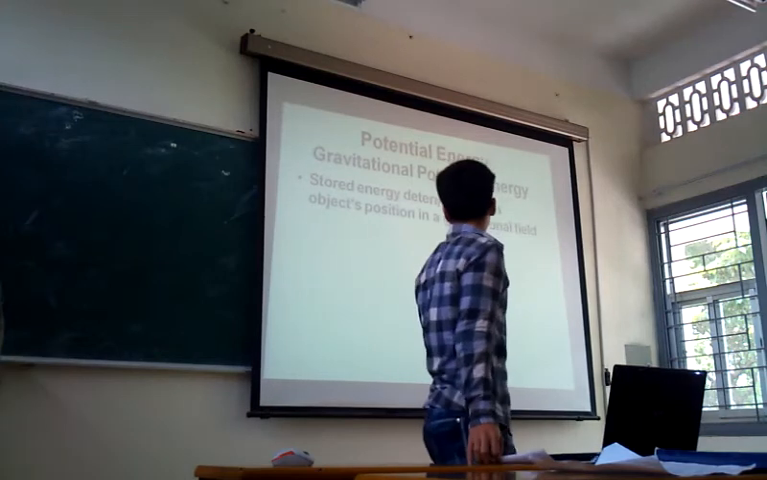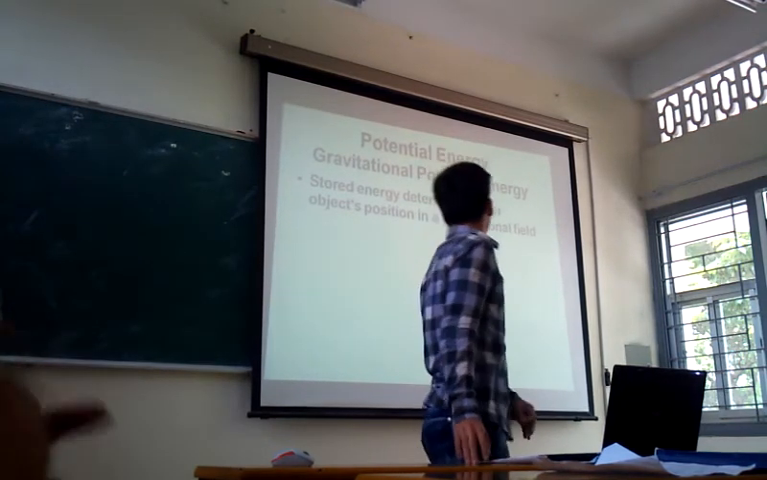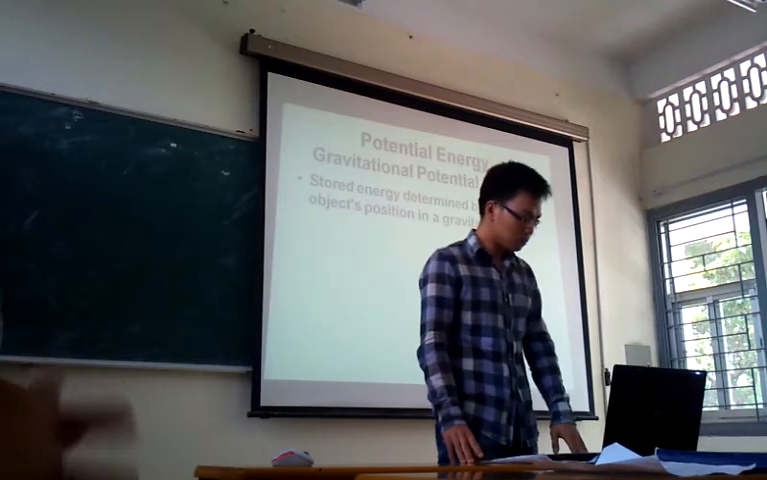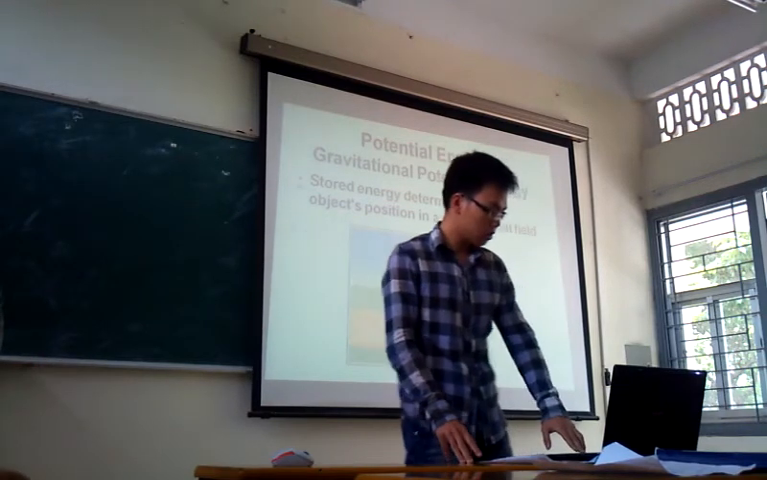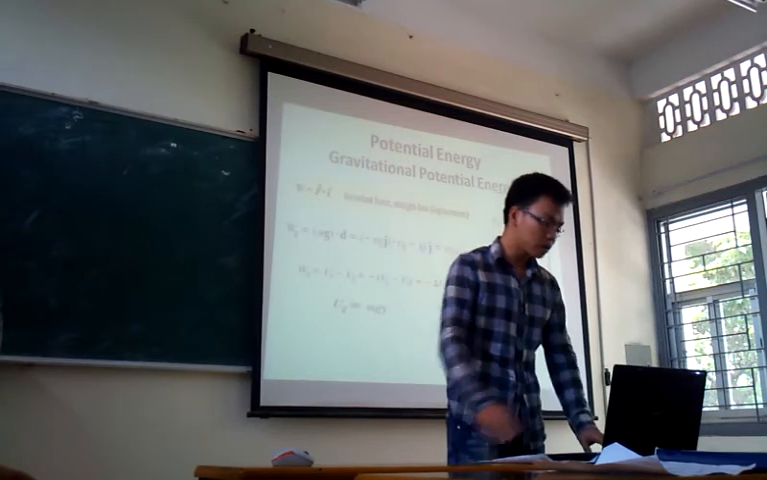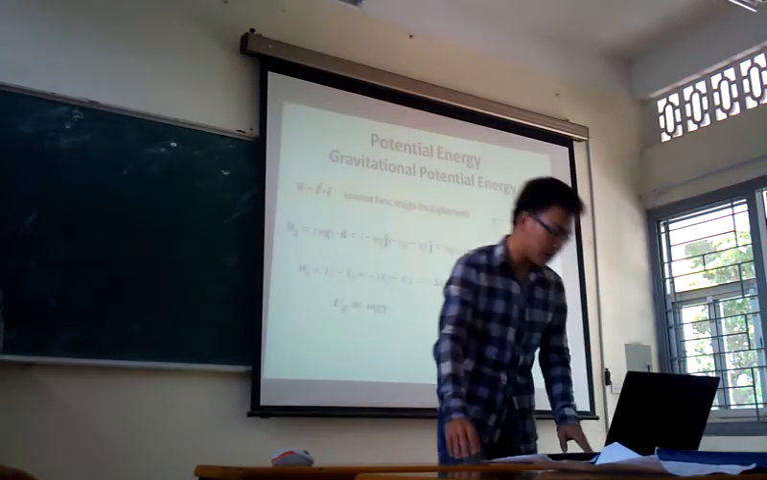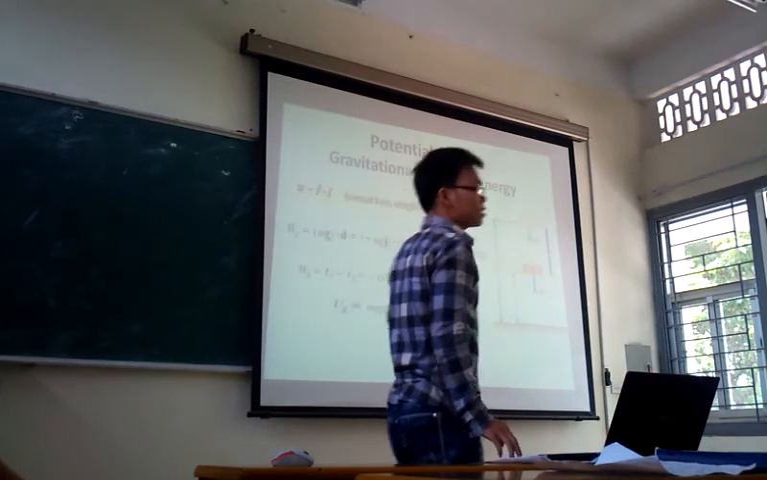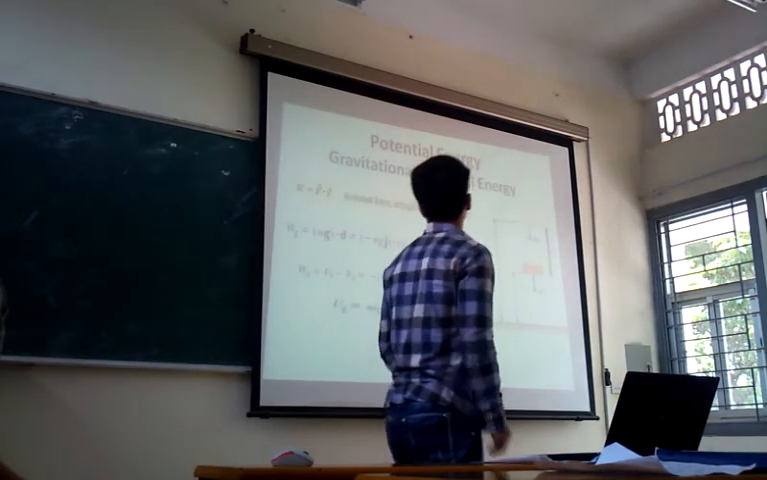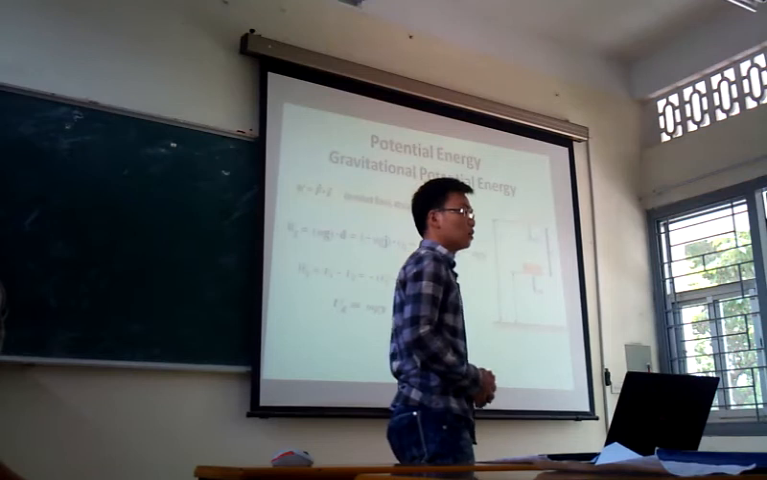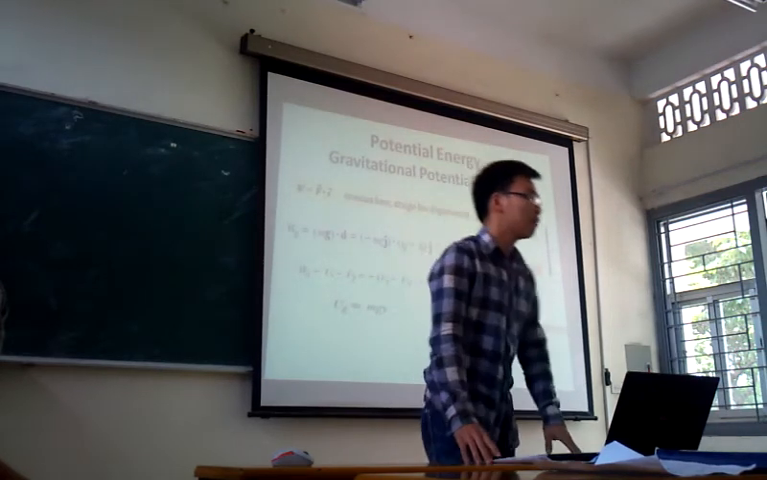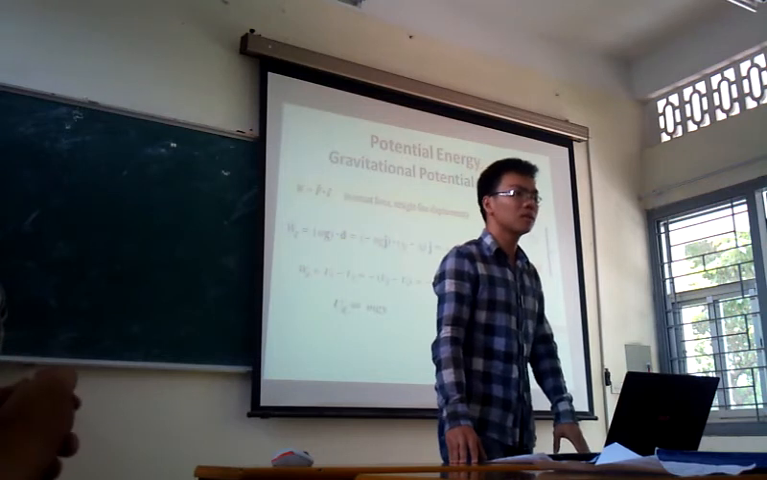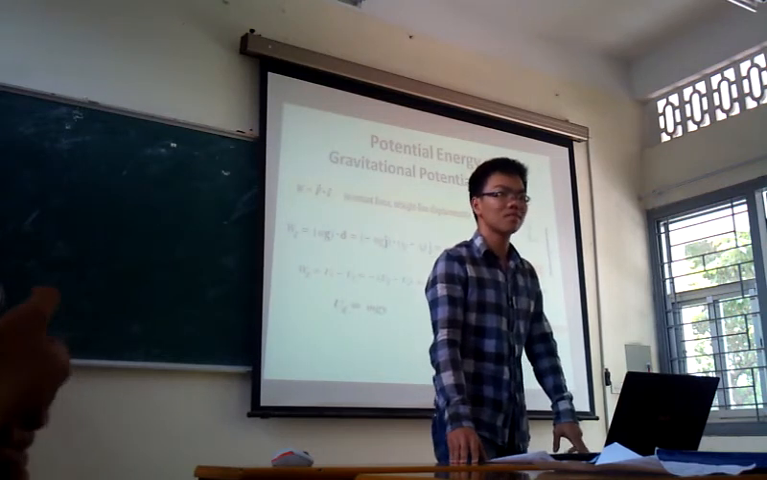Gravitational potential energy is stored energy described by the object's position in a gravitational field. Now I will explain why it depends on the position, as you can see in this slide. I think it's very easy to understand. Do you still understand? No, you don't.